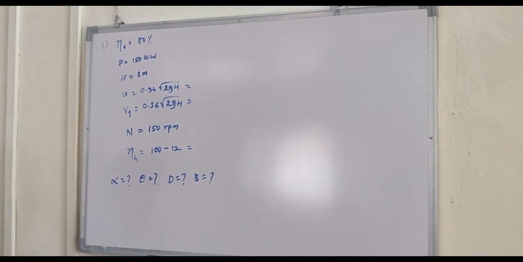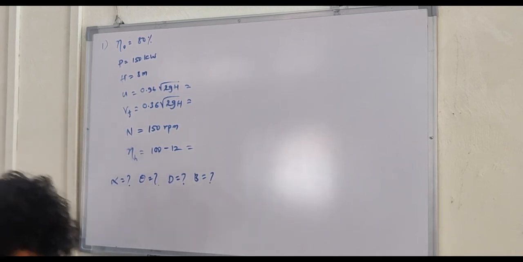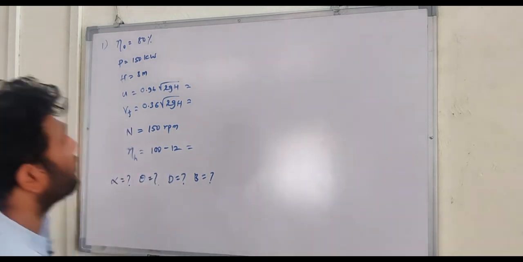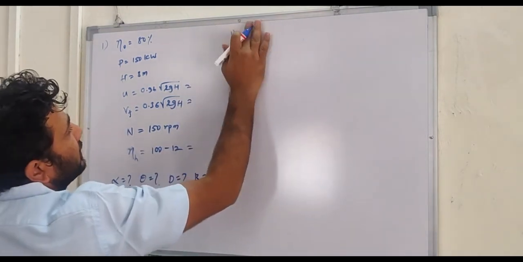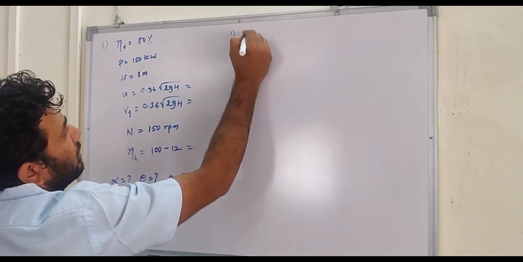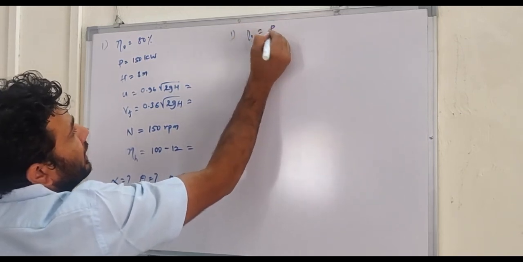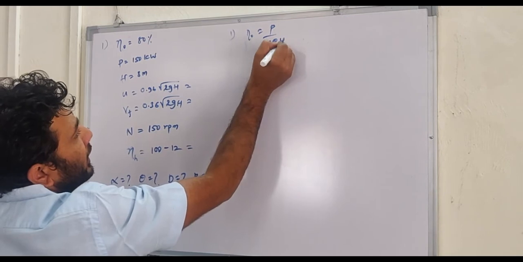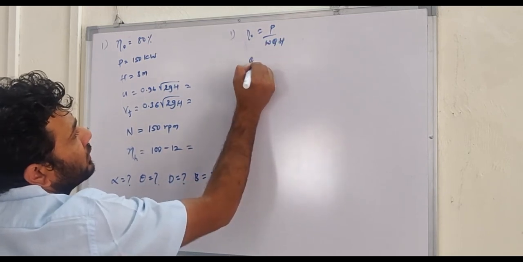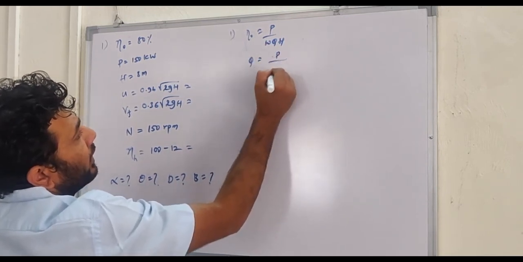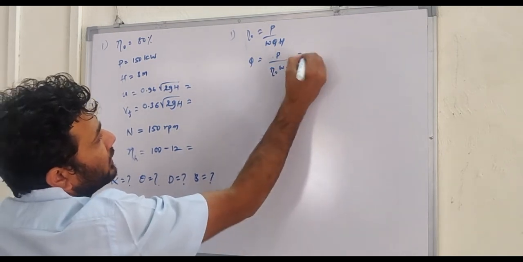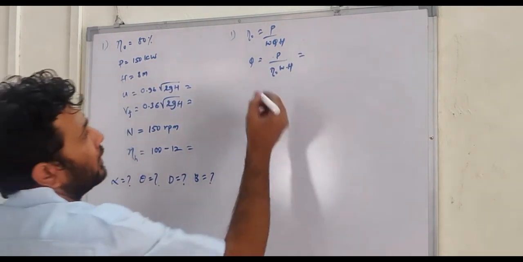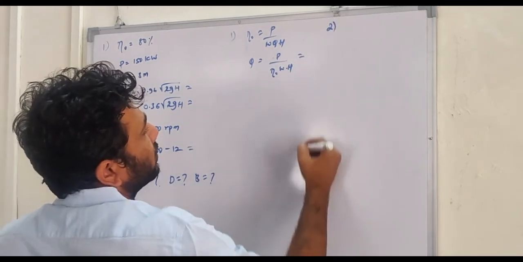Okay. So we'll go with one by one step. What is the first step we need to do? From the first step we'll calculate how much is discharge. Okay. So we know that overall efficiency is equals to P divided by W Q into H. Okay. So Q is equals to P divided by overall efficiency into W into H. So solve this and tell me how much is discharge you're getting. So once you solve the first step, we'll go to solve the next step.